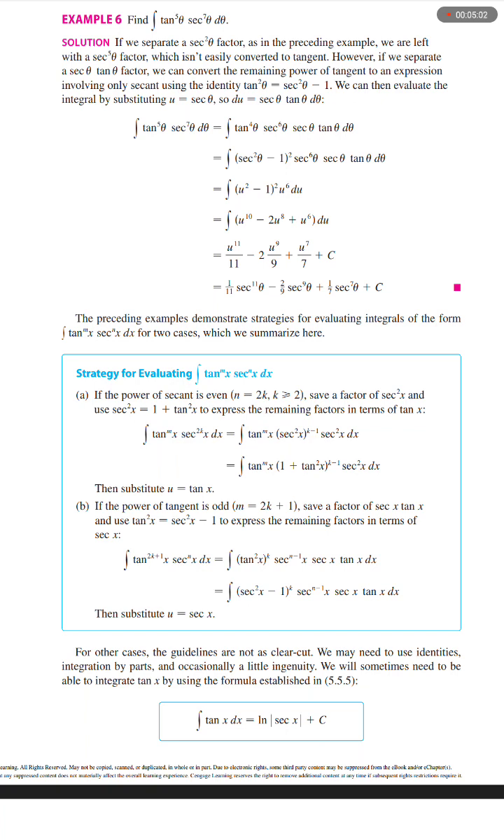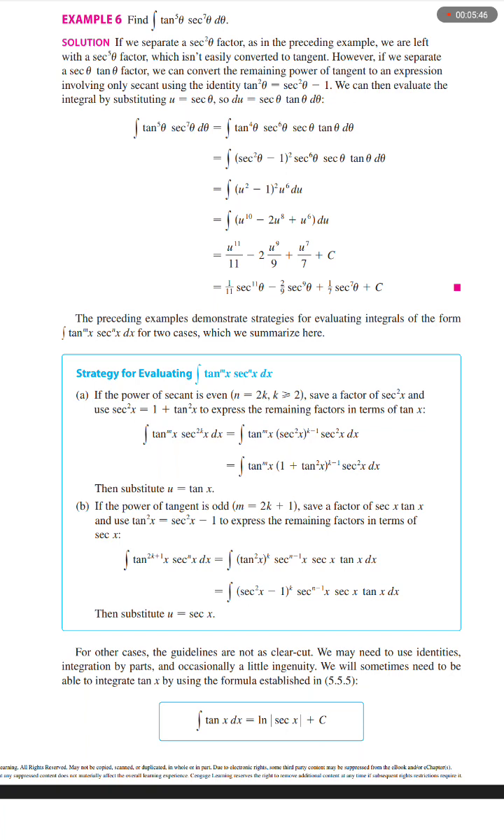The integral of tangent to the power 2k plus 1 x secant to the power n x dx equals the integral (tangent squared x) to the power k secant to the power n minus 1 x secant x tangent x dx equals the integral (secant squared x minus 1) to the power k and secant to the power n minus 1 x secant x tangent x dx. Then substitute u equals secant x.